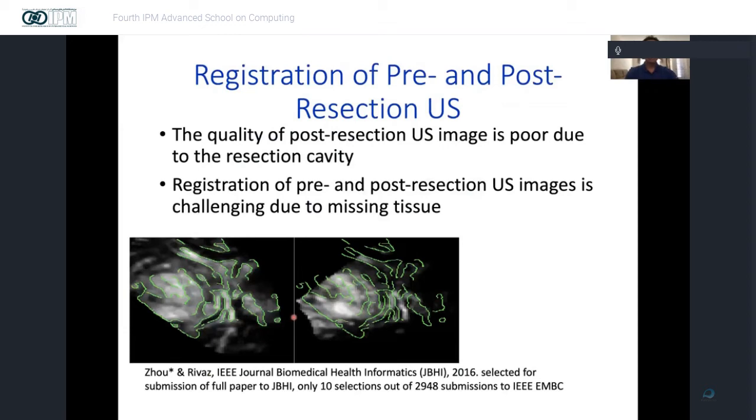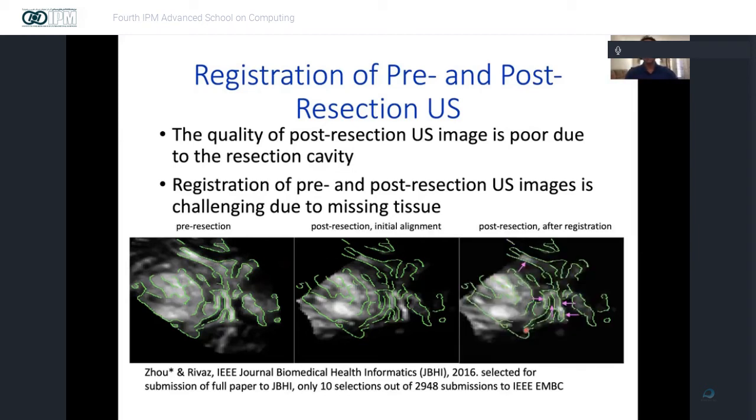In this work, we registered pre-resection ultrasound and post-resection ultrasound. Now, this is a difficult task because we have non-corresponding tissue. Some of the tumor has been removed in one of the volumes. And we saw that after we perform the registration, we get much better alignment between the images.